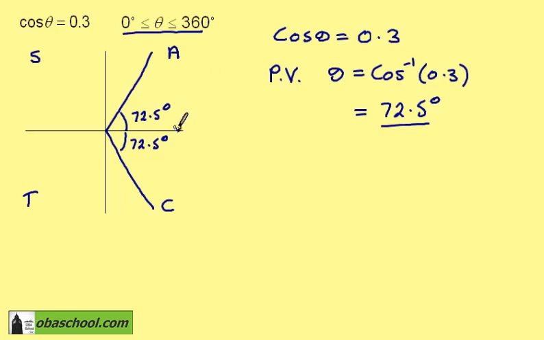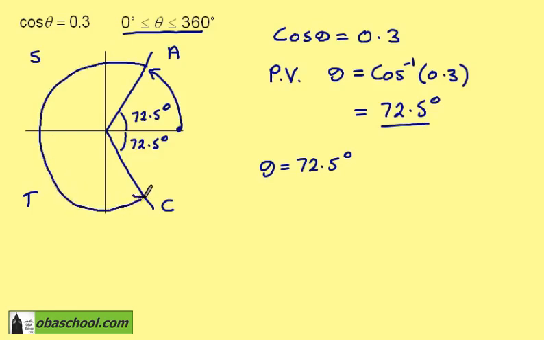Looking for solutions from 0 to 360, we start at 0 and go around until we meet our first solution. We meet this first solution at 72.5 degrees. We then continue around until we meet the next solution, and we meet this solution 72.5 degrees before 360. So to calculate, we do 360 degrees, take away 72.5 degrees.